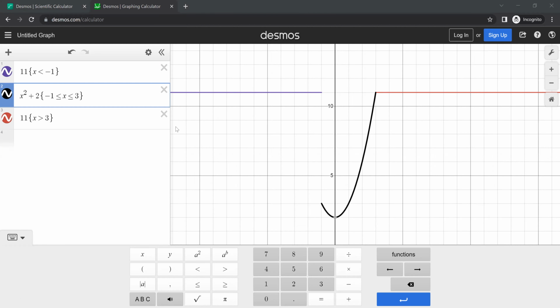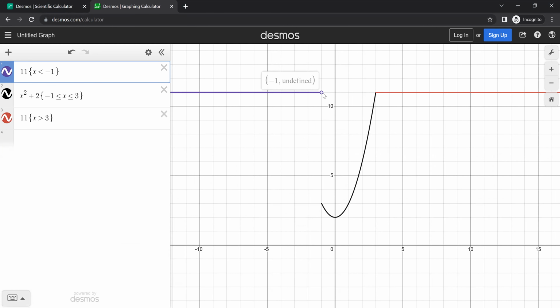Okay. Now to answer part B, it says, where is the function discontinuous? So continuity, think of it as, are there any jumps or breaks? And clearly there's a break here at -1. So the discontinuity x value is -1 for sure.